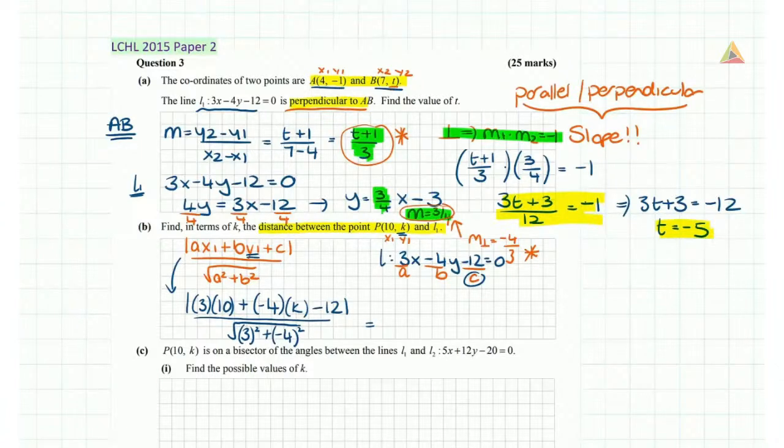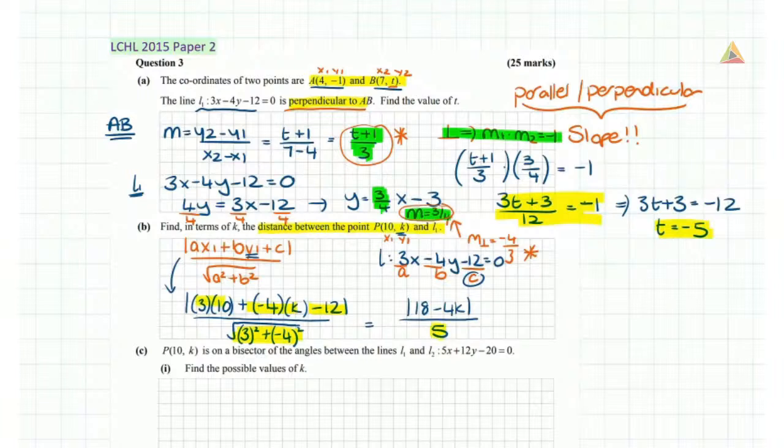And simplifying on the top line there, we end up getting 30 minus 12 is 18. And this in the center here, minus 4 by k, is going to give me minus 4k, and that's in the absolute value signs. And the bottom can just go straight into your calculator. So this part here, square root of 3 squared plus minus 4 squared, that's going to give you 5. Make sure that minus 4 is in brackets. Okay, so the distance from the point 10k to the line L1 is absolute value of 18 minus 4k over 5.